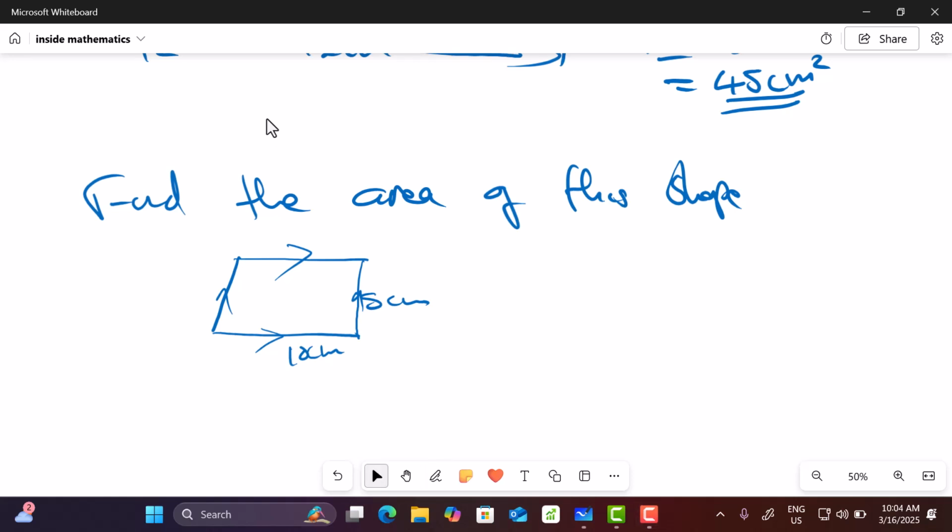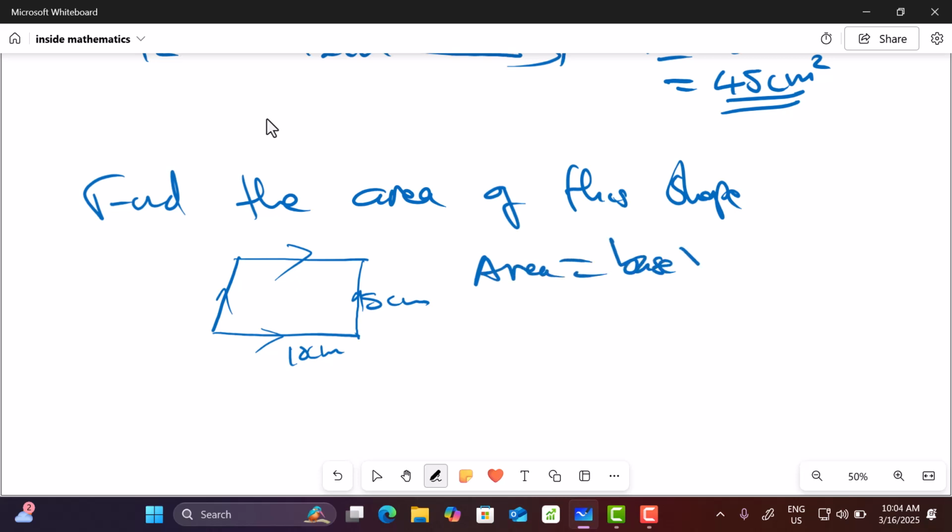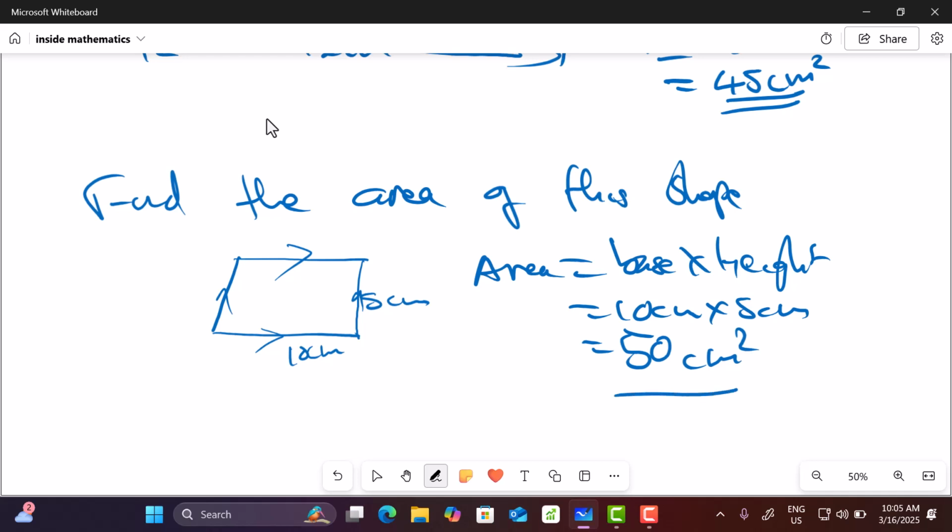In this video we are going to solve the question from the previous video. We can see that this is nothing but a parallelogram, where area is equal to base times height. So 10 centimeter times 5 centimeter gives an answer of 50 square centimeter.